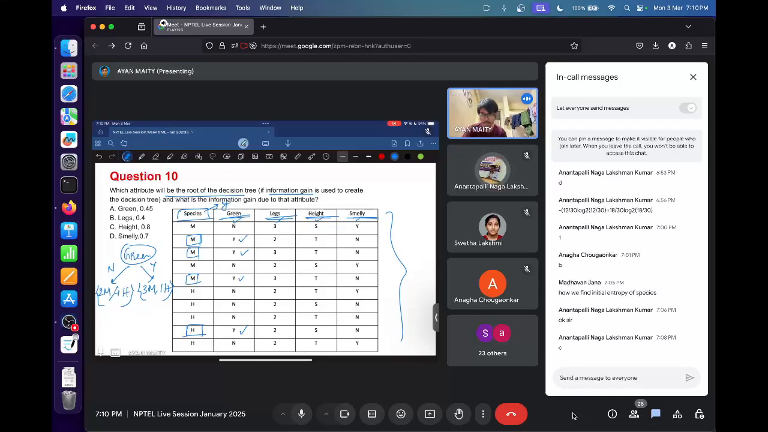So there will be two branches, n and y. In the n branch we will have two m classes and four h classes, and in the y branch we will have three m classes and one h class.